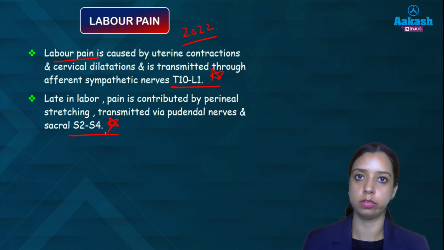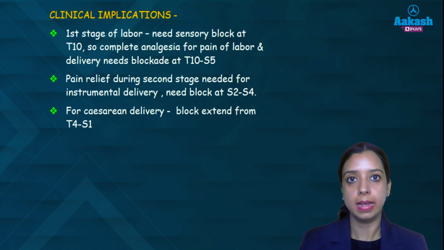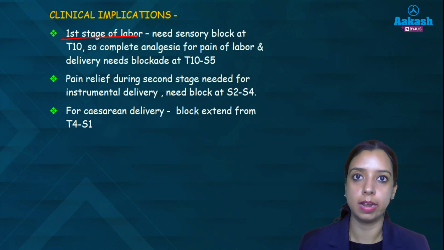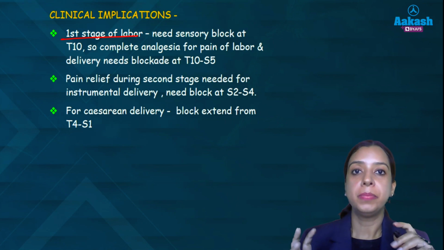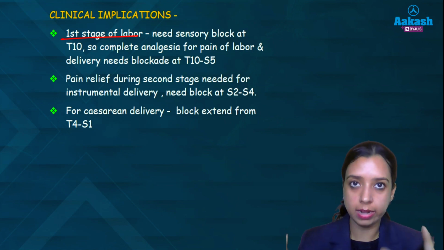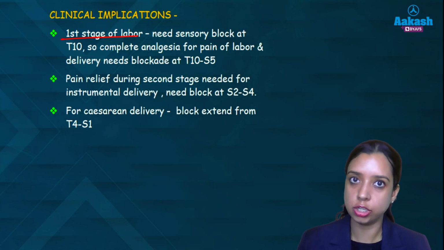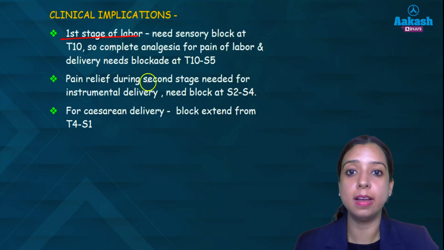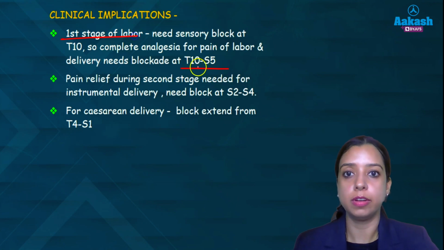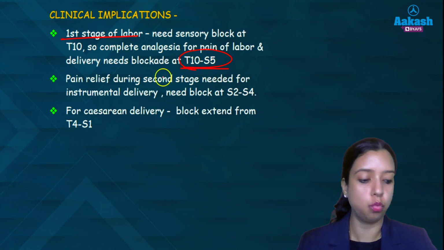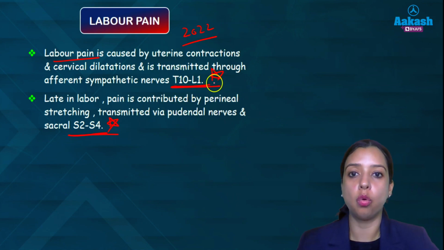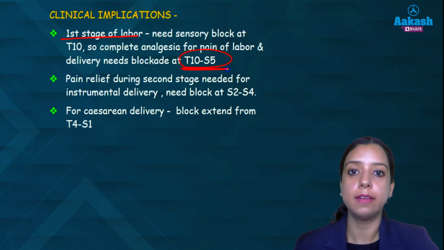Now why was the question asked? What was the clinical implication? In the first stage, if you are giving pain management, an epidural, you want to cover the nerve fibers transmitting pain from uterine contractions and cervical dilation. So you will make a block at T10-S5. If you are giving an epidural in the first stage of labor, this is the level, T10-S5. You want to cover both T10-L1 and the late stages of labor pain. That is why this is the level of your block.